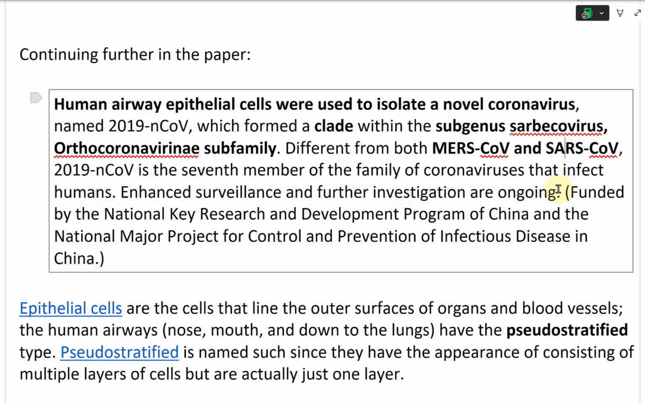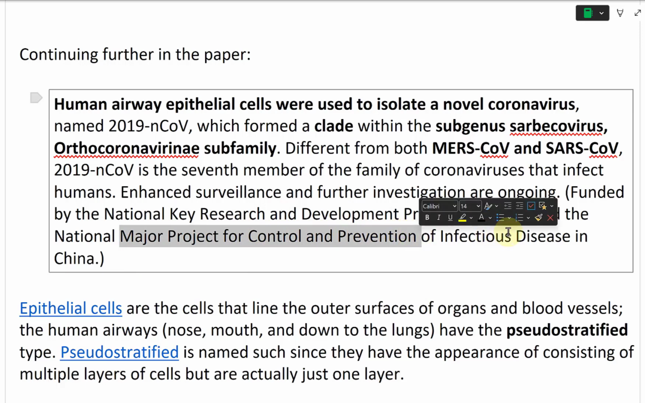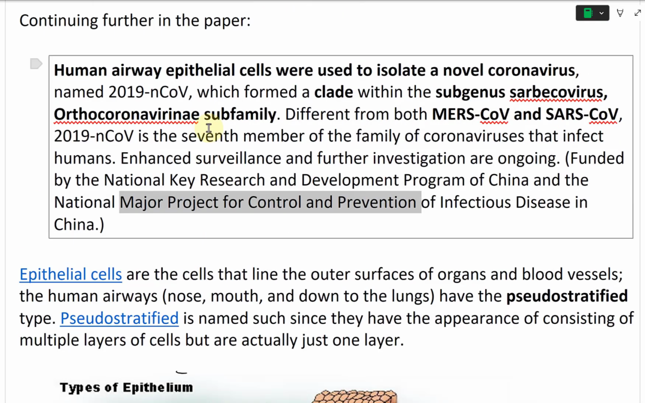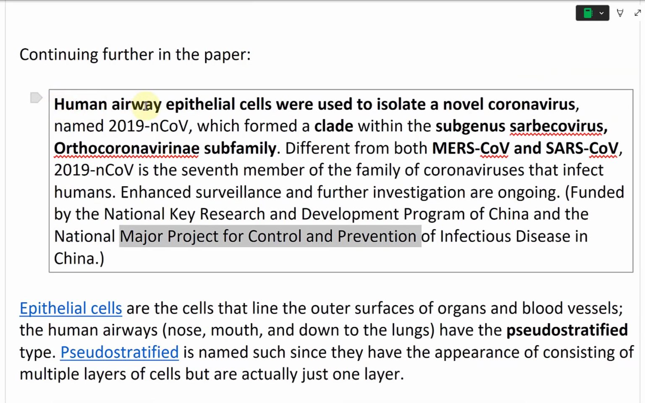And this paper was funded by the National Key Research and Development Program of China and the National Major Project for Control and Prevention of Infectious Disease in China. Interesting. All right, so now let's continue into more of these technical terms.